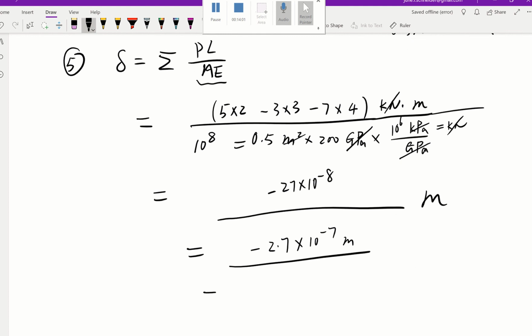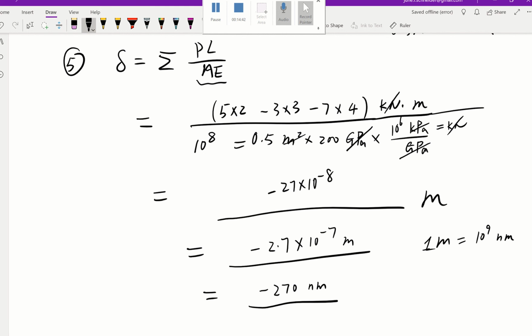Still, it's kind of hard to comprehend, right? So let's make that a micrometer or nanometer. Maybe change to nanometer, because we know 1 meter is going to be 10 to the power of 9 nanometer. And so in that situation, we're going to get negative 270 nanometer change. Negative means this entire bar is going to shrink a little bit. And shrink how much? 270 nanometer.